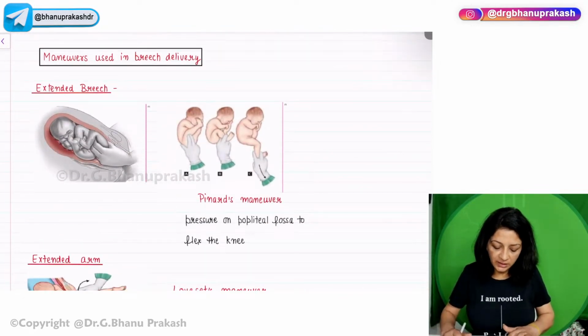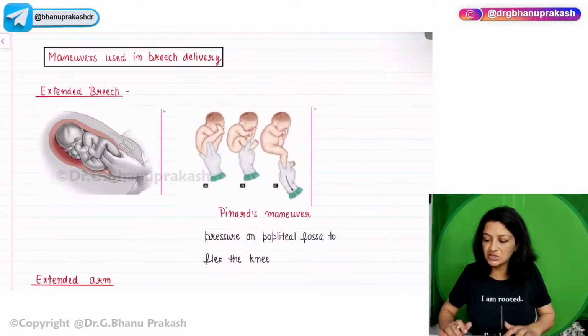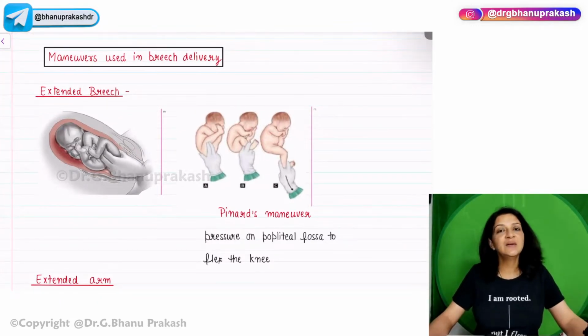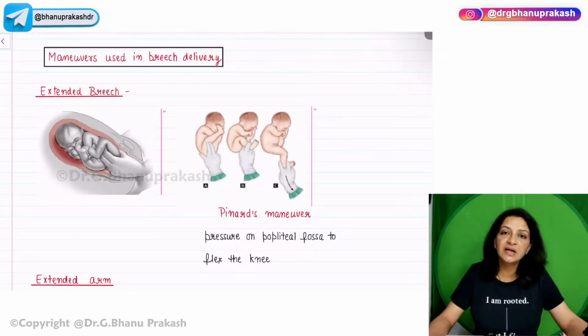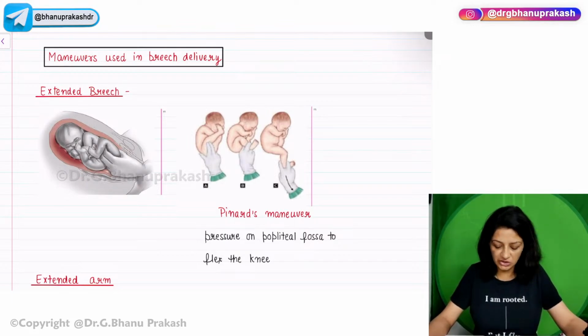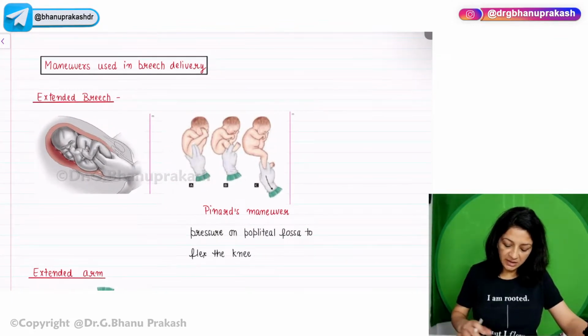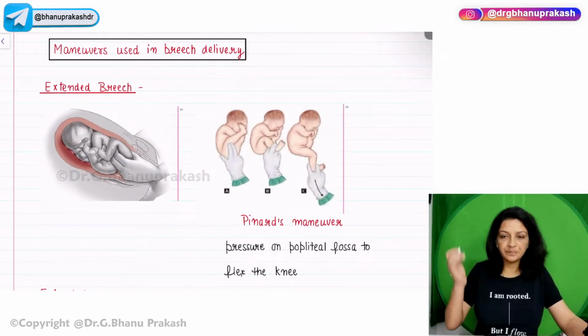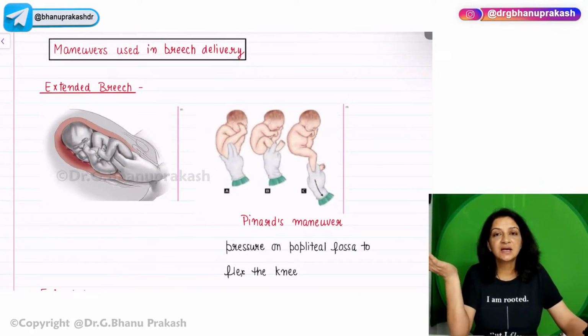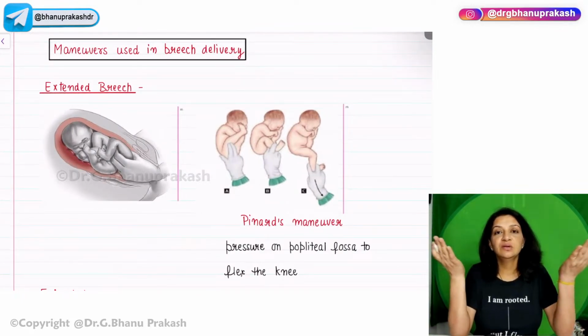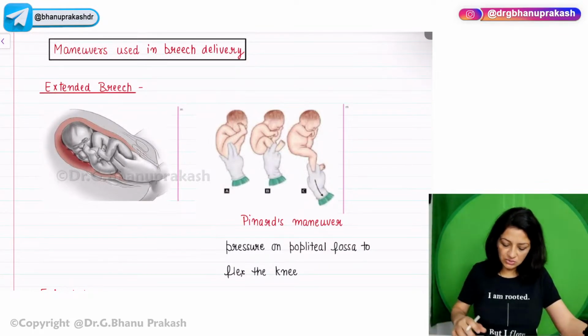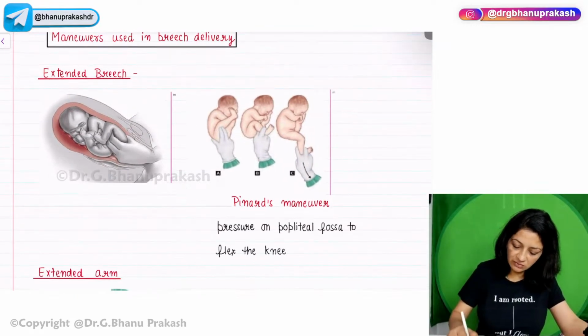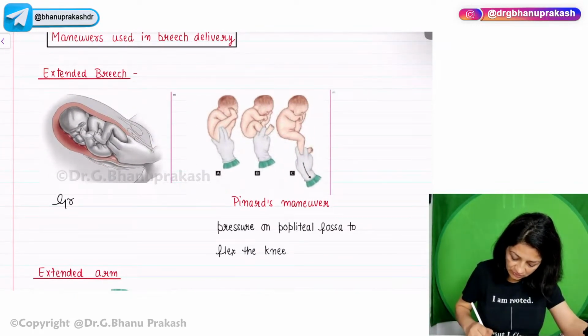Next one, important maneuvers used in breech presentation. There are 3 types of breech: complete, incomplete, and frank. Most commonly, which breech is seen? Frank breech. In case of extended breech, the hips are flexed and the knees are extended. So in case of extended breech, we will do groin traction.